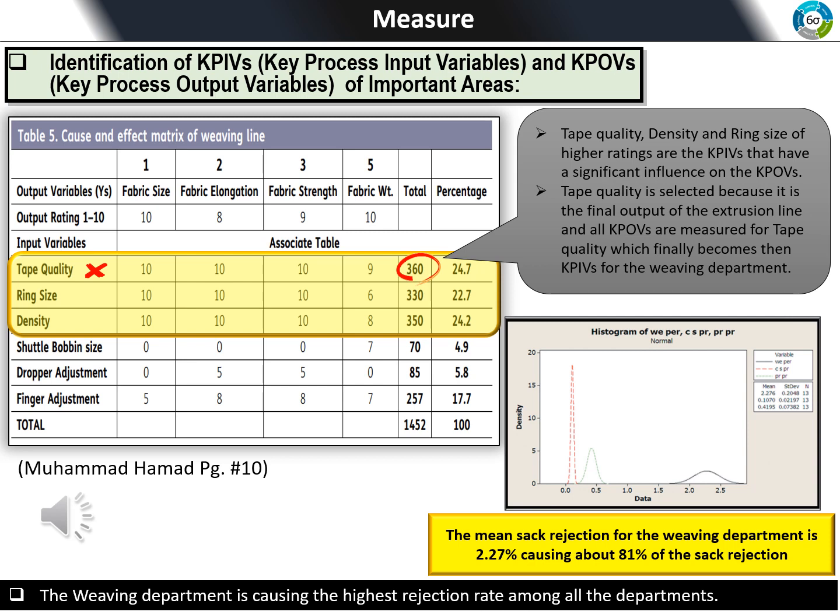Identification of key process input variables and key process output variables. Tape quality is selected because it is the final output of the extrusion line, and all KPOVs are measured for tape quality, which finally becomes a key PIV for the weaving department. The mean SAC rejection for the weaving department is 2.27%, causing about 81% of the SAC rejection. In conclusion, the weaving department is causing the highest rejection rate among all departments.